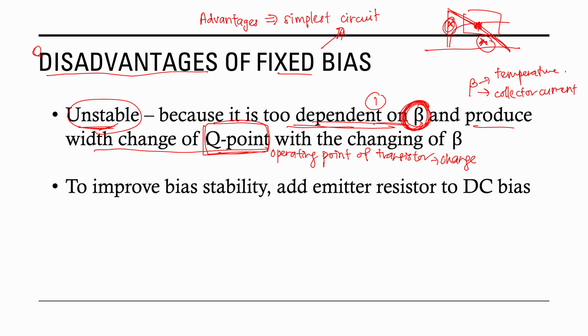So in order to overcome the disadvantage of the fixed bias, another circuit is introduced to you, which is known as bias stability. So what is different? What did they add to this bias stability? They add an emitter resistor. Let's recall the fixed bias again.